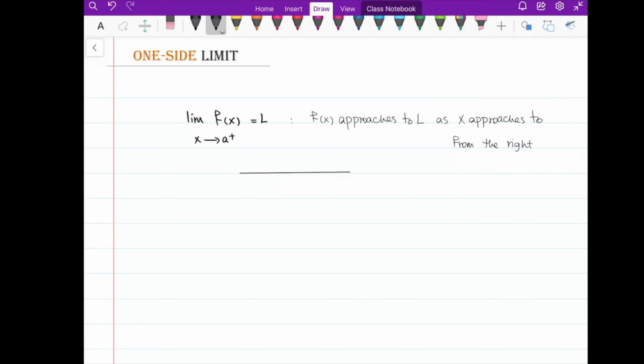It means that if this is the x-axis, this is the point a, I'm finding the values of the function. Let me have a y-axis as well so that I can explain it better. Assume that this is my function f of x, and x approaches a from the right. It means that we're going to put values that are greater than a and ask what is the value of the function as x approaches a from values that are greater than a. As you see, they're getting closer and closer to L. So this is called the limit from the right.